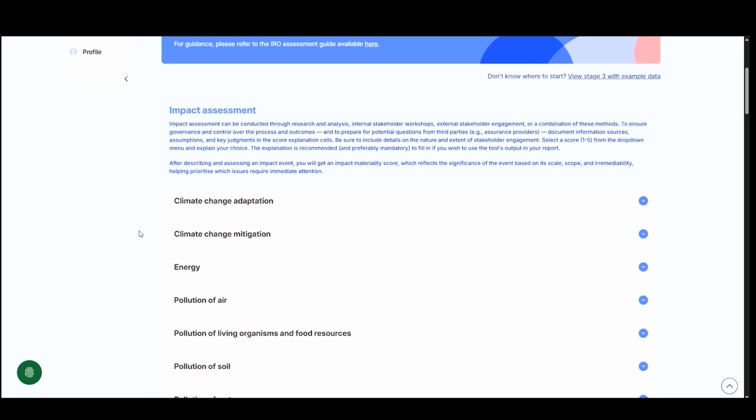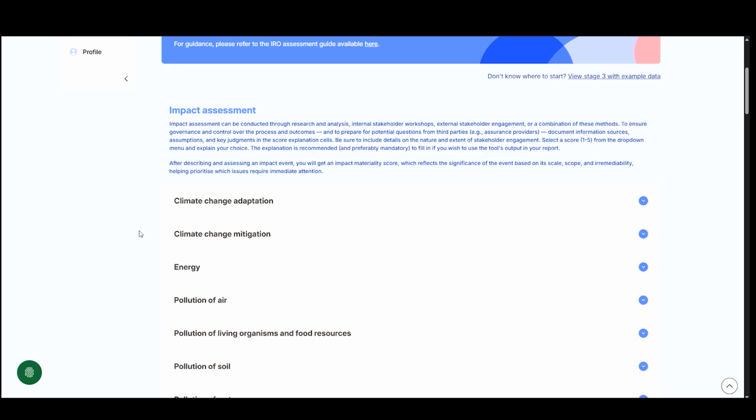But if we're talking about risks and opportunities, then you are looking at the company and specifically finances. Like, this topic, what is the impact on my finances? So this is why they are assessed separately, because the perspective is different.